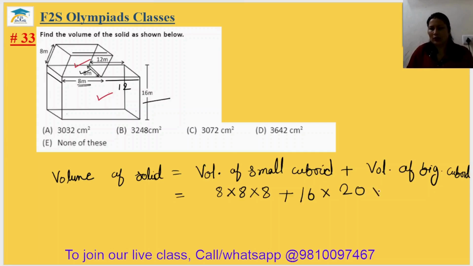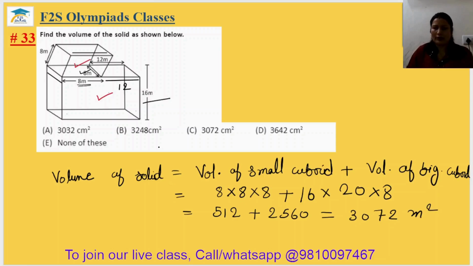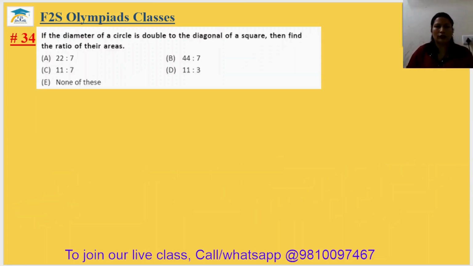So that is your 8. Okay. So here it will be your 512 plus 2560. After adding these two, you will get 3072 meter square. It is in option number C. The 33rd answer is option C. Okay. Come to question number 34.